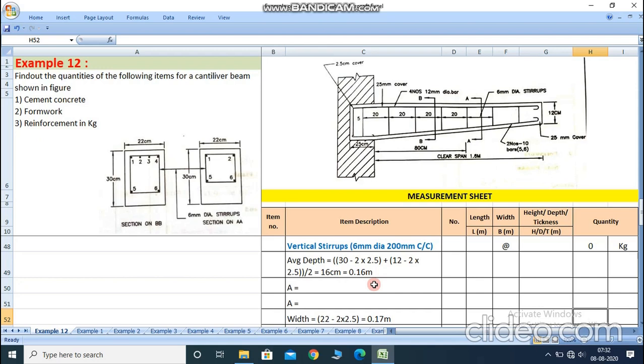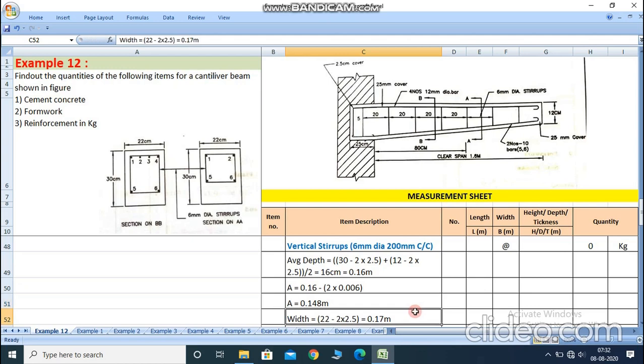So for finding out the vertical stirrups, first we find out the A. So A is 0.16, we already calculated, minus 2 times diameter of the stirrup. So here the diameter of the stirrup is given, 6 mm diameter stirrup. So right here 0.006. So the value of A we got is 0.148 meter.